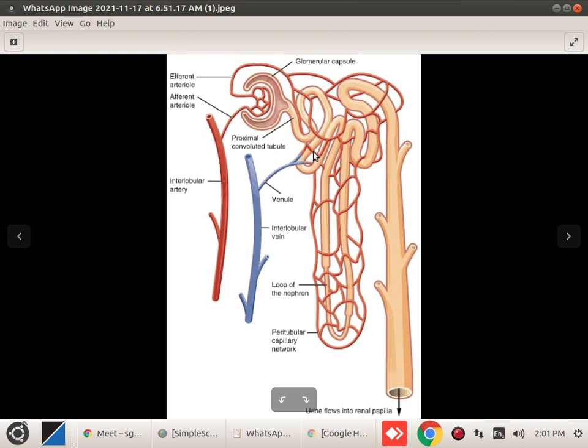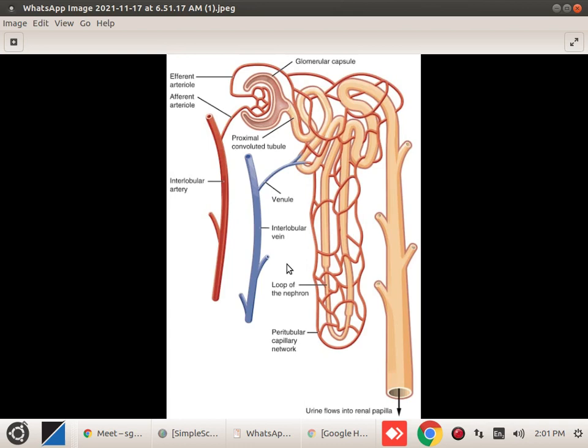This red color part you can see around the PCT, then around the loop of Henle also, all through the nephrons. It is going everywhere. Then around the DCT, and here it ends. Then obviously the first thing that must come to your mind is, what is the role of these peritubular capillaries? These peritubular capillaries are very important. See how? They are responsible for the rest of the process.